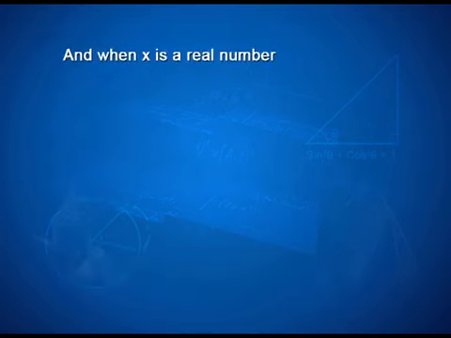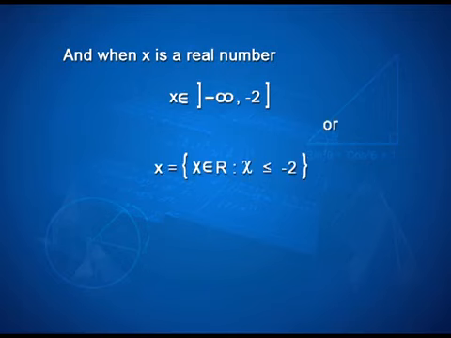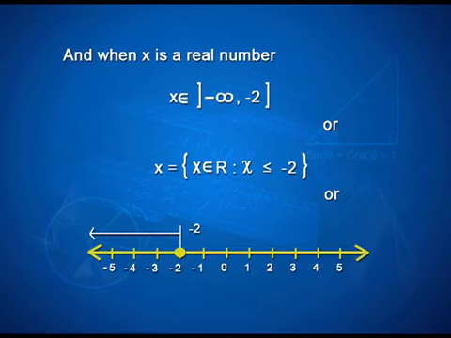Now, let us write the answer when x is a real number. When x is a real number, in the interval form, it will be expressed as x belongs to minus infinity to minus 2, open bracket at minus infinity and close bracket at minus 2. In the set form, it will be written as all those x belonging to R such that x is less than or equal to minus 2. And similarly, on the number line, it will be expressed as shown on the screen, and note again we have a colored circle at the point minus 2 and the arrowhead pointing on the left hand side of minus 2.